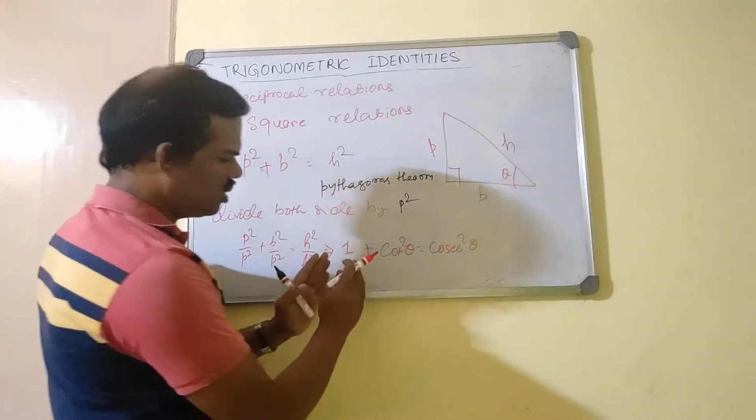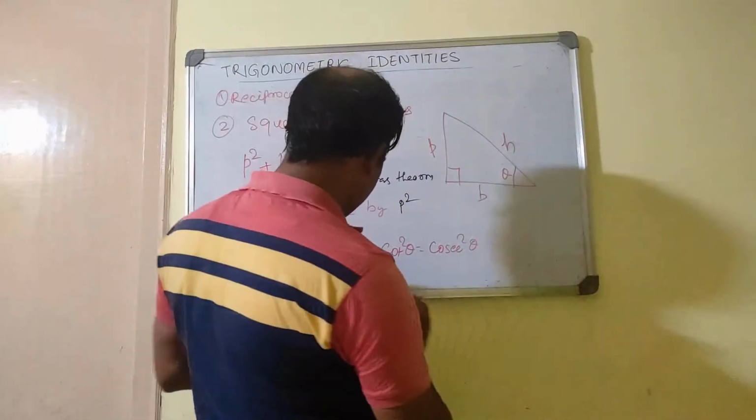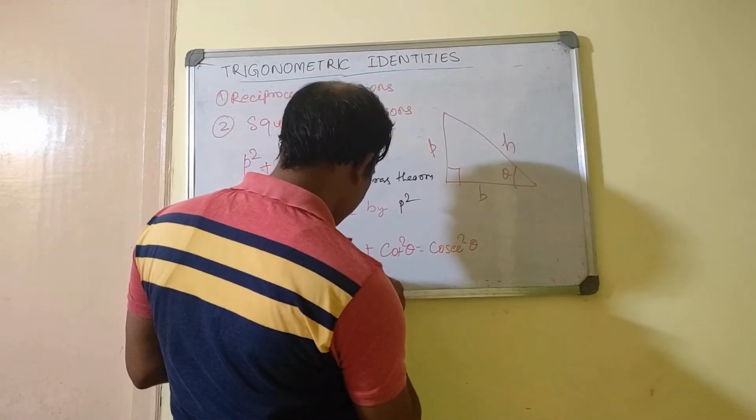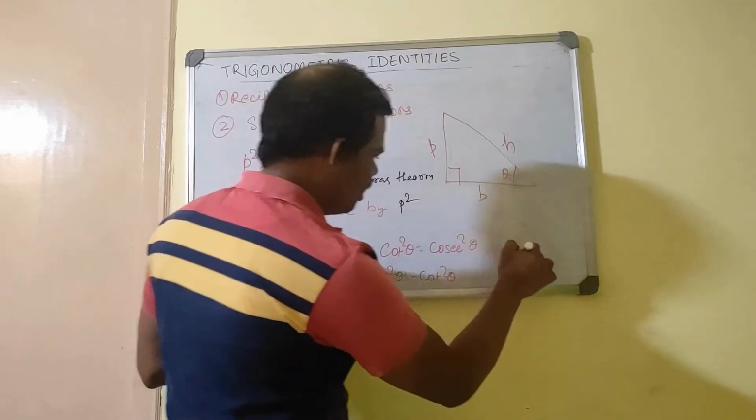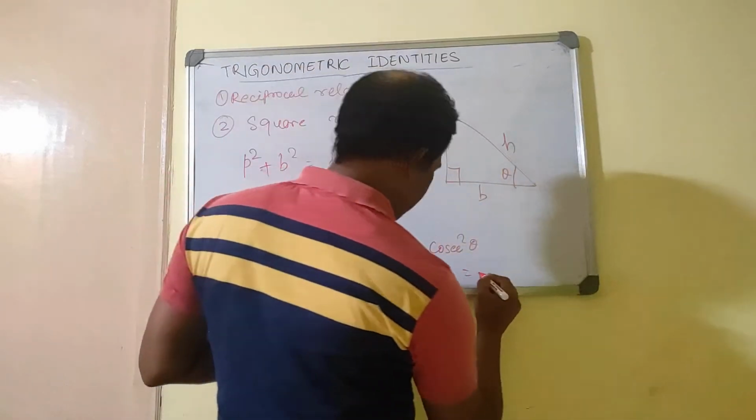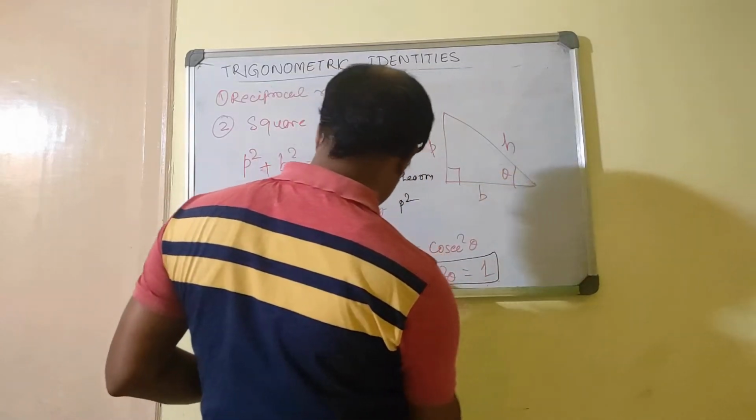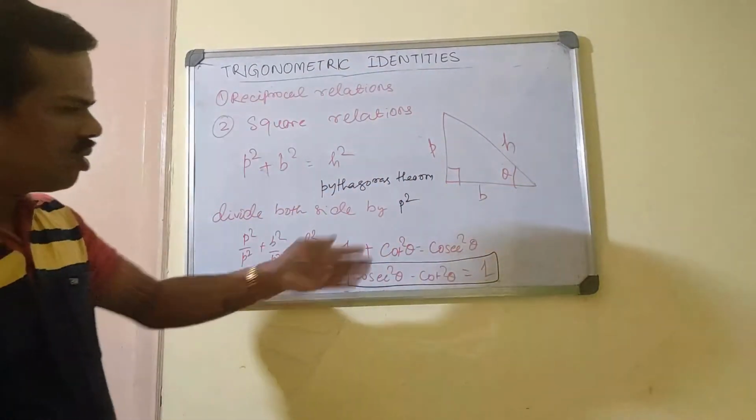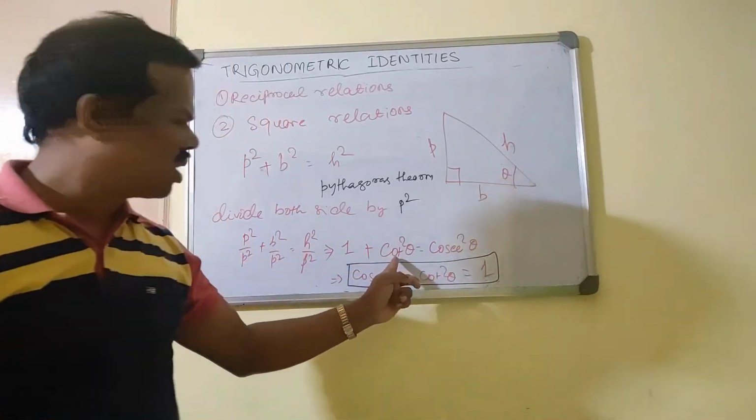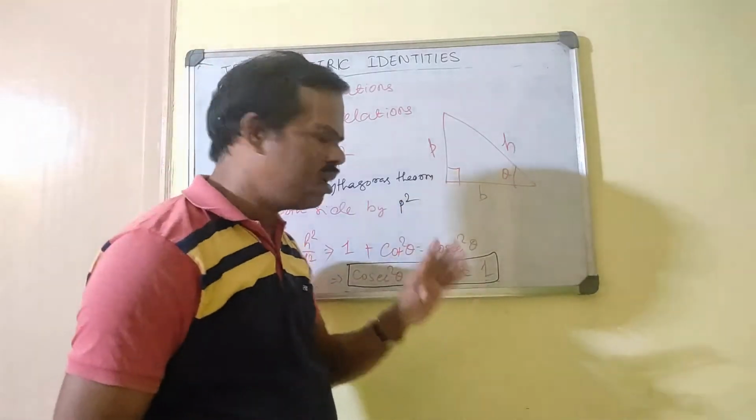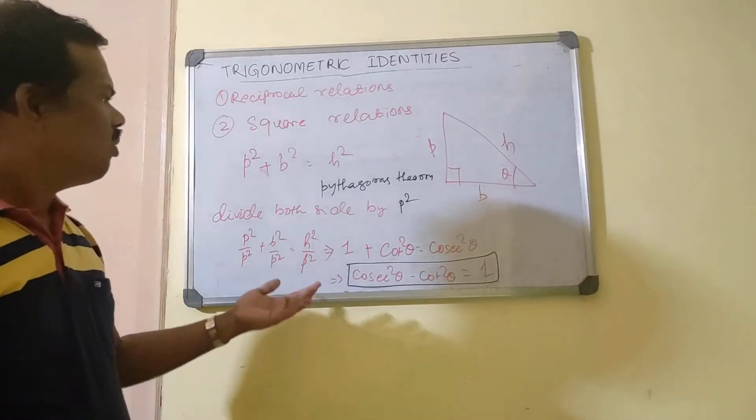Otherwise, what I can do is keep the numeric at one side and all the variables on the other side. So that will essentially become cosec square theta minus cot square theta, because cot square theta is transferred to the other side. Then 1 is remaining. So this becomes our second square relationship. You can twist it and say that cosec square theta minus 1 also becomes cot square theta. Whichever way you like, this is the second square relationship. We'll go to the third one.